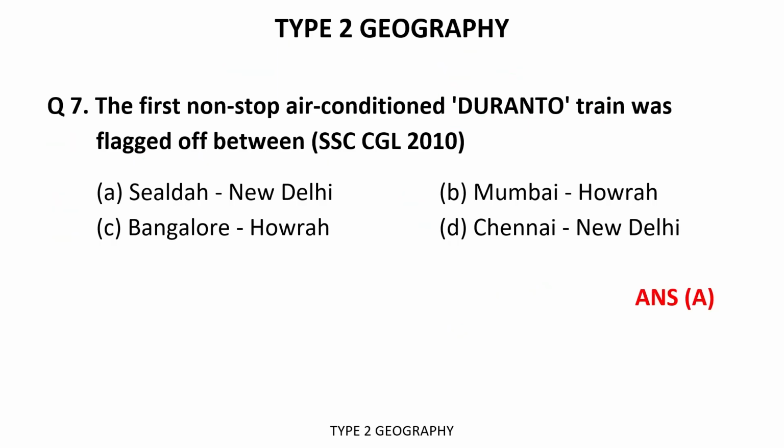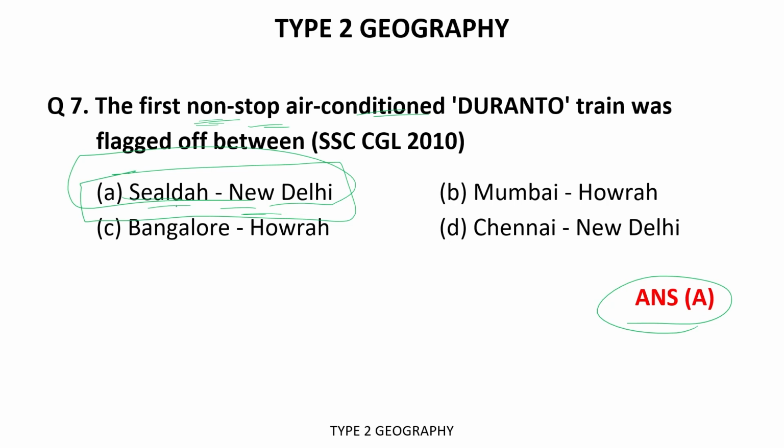Your time's up. So the right answer is Sealdah to New Delhi. The first non-stop air-conditioned Duronto train was flagged off running between Sealdah and New Delhi. Basically, this Sealdah region lies in West Bengal. So it was nearly West Bengal to New Delhi.